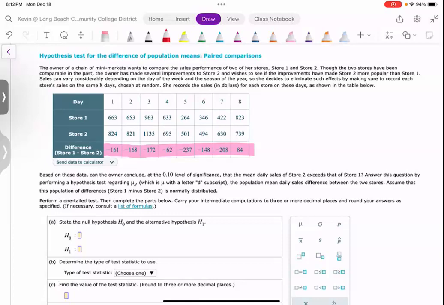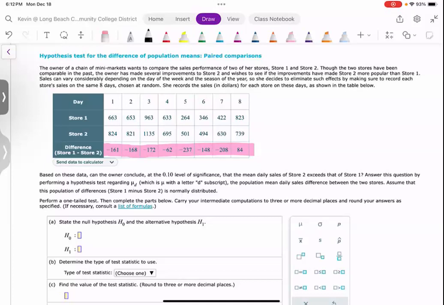All right, so let's read the scenario. The owner of a chain of mini markets wants to compare the sales performance of two of her stores, store 1 and store 2. Though the two stores have been comparable in the past, the owner has made several improvements to store 2 and wishes to see if the improvements have made store 2 more popular than store 1. Meaning sales from store 2 are going to be bigger than, so I expect there to be a negative difference as I'm looking at that.